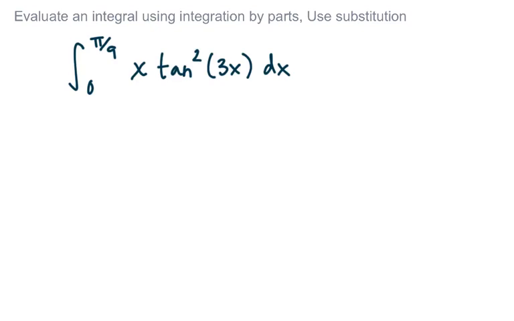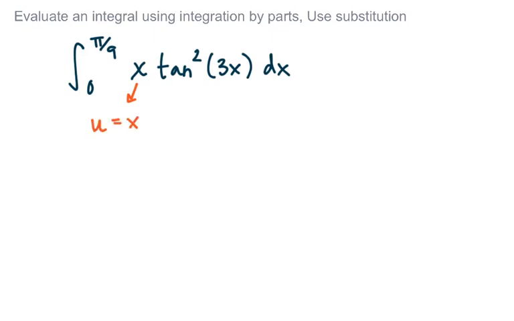Here, we're going to evaluate an integral using integration by parts. But because we have some trig in here, we end up using some trig substitution to help us evaluate this. So thinking about this integral, we have the integral from 0 to pi over 9 of x times tangent squared of 3x, integrated with respect to x. So thinking about LIATE, I'm going to allow my algebraic term x to equal u.